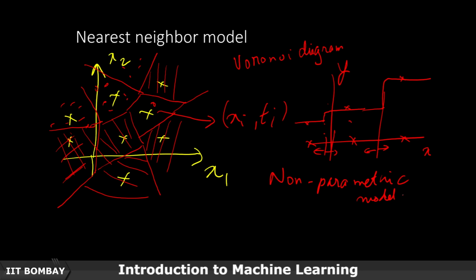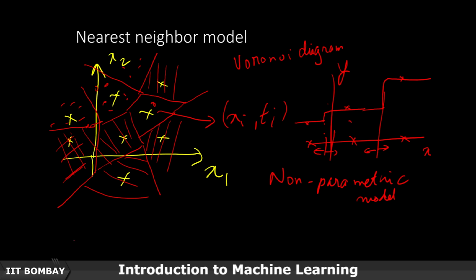The other problem is, what is the notion of nearness? Here we are looking at Euclidean distance in x1, x2 space. That may not always be the best measure of nearness. We may want to extract some features, and in that feature space we might want to operate upon Euclidean distance or cosine distance and so forth.